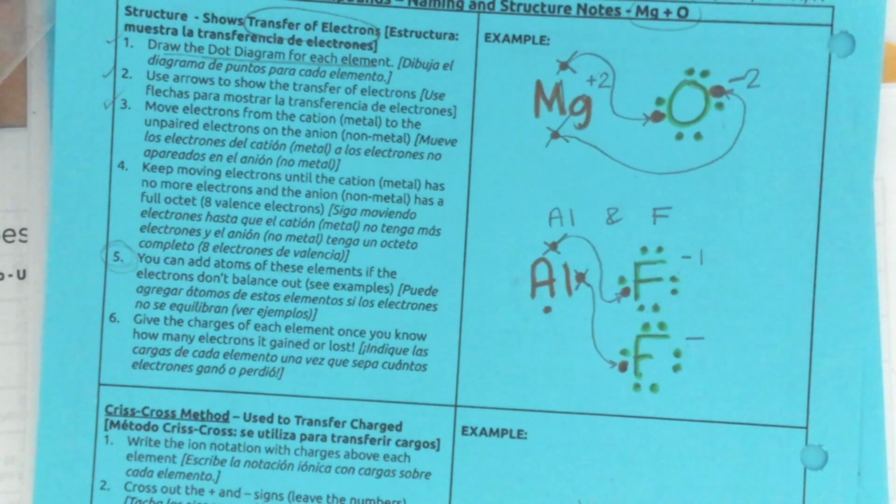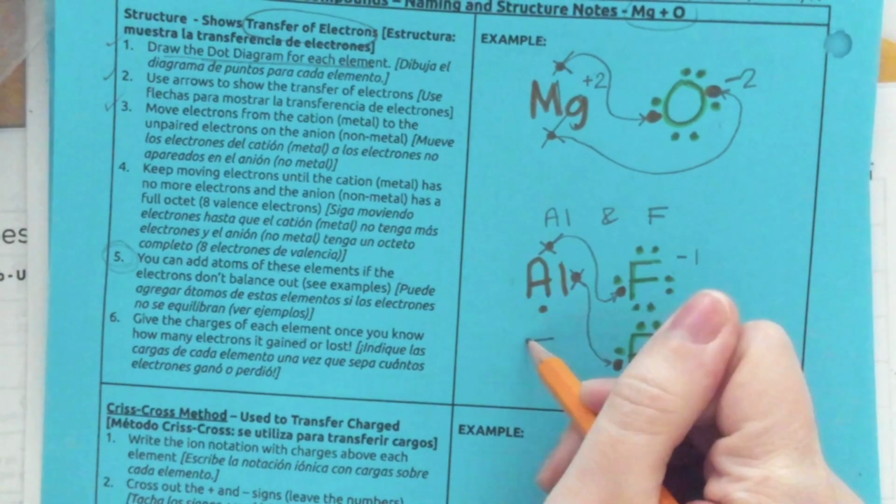And we still have 1 more electron on aluminum. Now, you could be like, oh, well, I'm done here. I don't want to do it anymore. But you'd be wrong. That's not how it goes. We got to add 1 more fluorine.